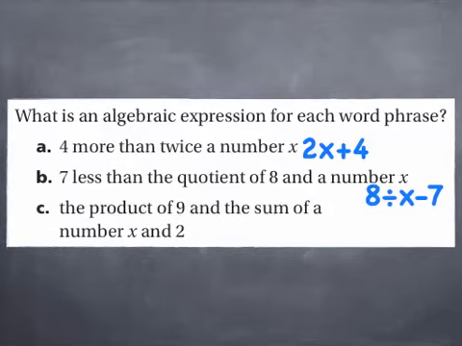Example C says the product of 9 and the sum of a number x and 2. Product means that we're going to be multiplying, so it's multiplying 9 and the sum of a number x and 2. So we're actually multiplying an addition problem by 9. The addition problem needs to be in parentheses, so the sum of a number x and 2 is in parentheses, and then we're multiplying that by 9.